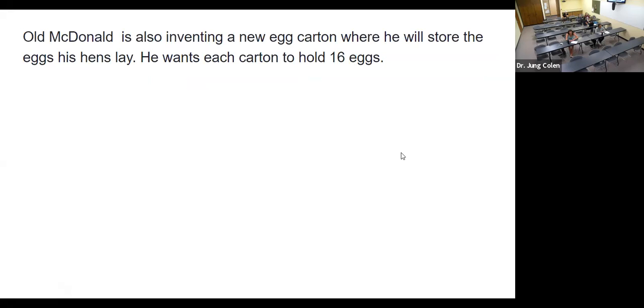Okay, now Old MacDonald is also inventing a new egg carton where he will store the eggs his hens lay. He wants each carton to hold 16 eggs. Can you think about the egg carton that holds 16 eggs? How does the carton look? Sloan, what do you think? How would you invent that egg carton?